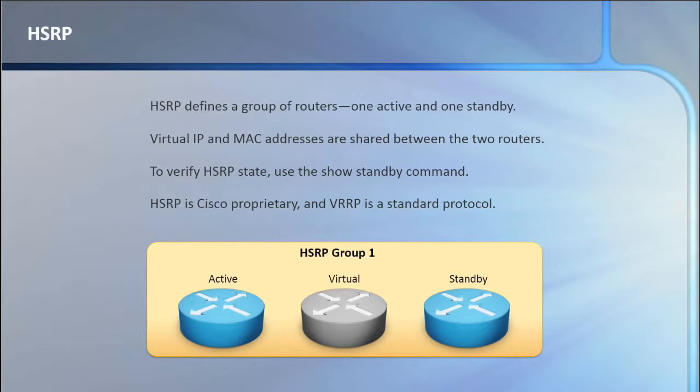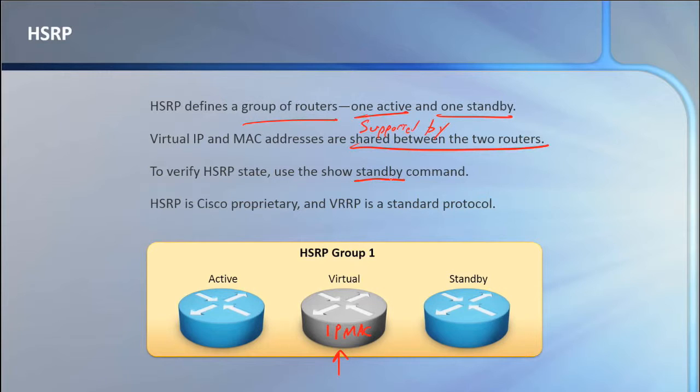So HSRP is Hot Standby Router Protocol. It defines a group of routers, more than one. One will be active, one will be standby. There will be a virtual IP address and virtual MAC. That's what defines this virtual router. So there's an IP address and a MAC, and they're basically shared, or you could say supported by, your two physical routers. Everything that we do to build HSRP is with the standby command.